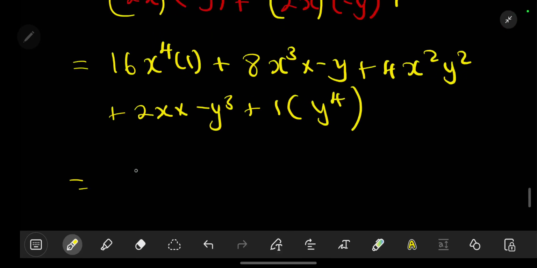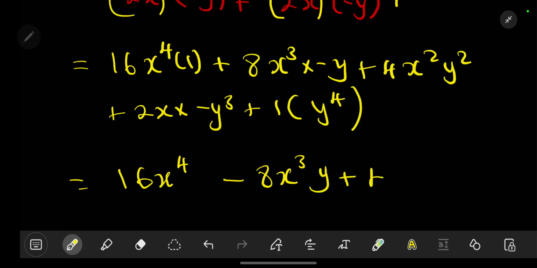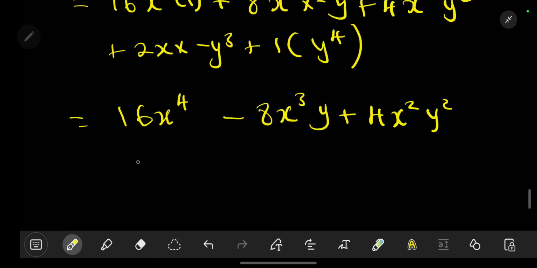So this is going to give us 16x to the power 4. Then plus 8x, negative for that matter, so we are going to have negative 8x cubed y. Then plus 4x squared y squared. Then minus, this times this is negative 2x y to the power 3. Then plus y to the power of 4.